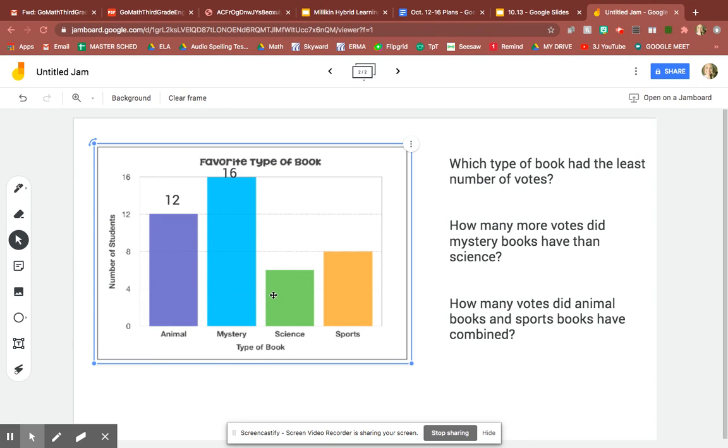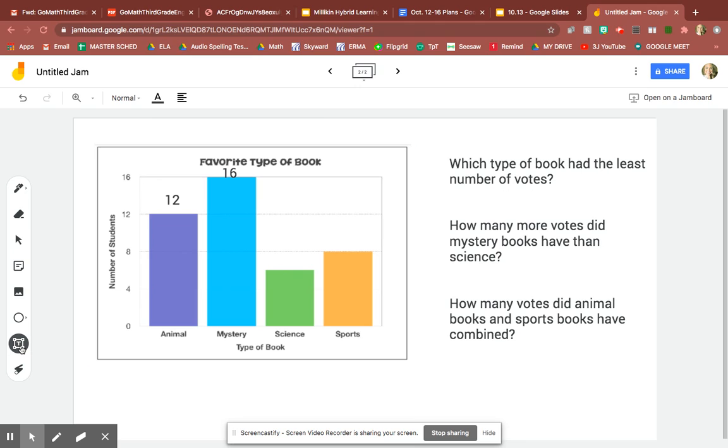Well, that's a tricky one because science is in between 4 and 8 on our bar graph here. It's in between it, it's halfway. What number is in between 4 and 8? Well, if I do this, 4, 5, 6, 7, 8, what number is in the middle here? The number that would be in the middle would be 6, right? So that means that science books got 6 votes because it's in the middle of 4 and 8.